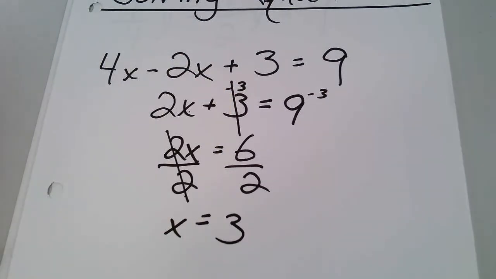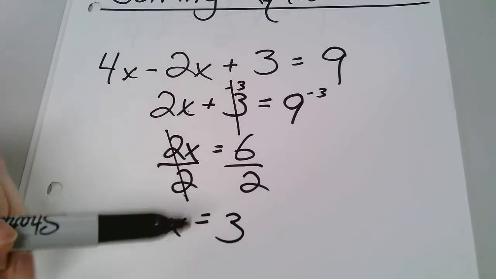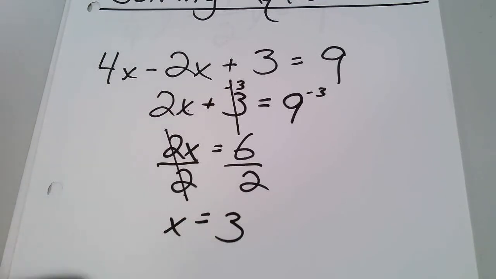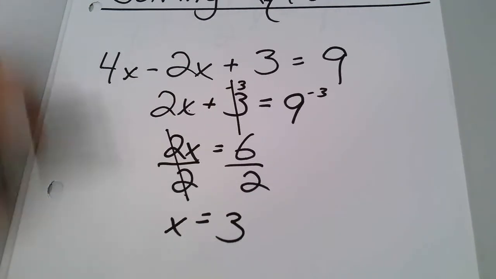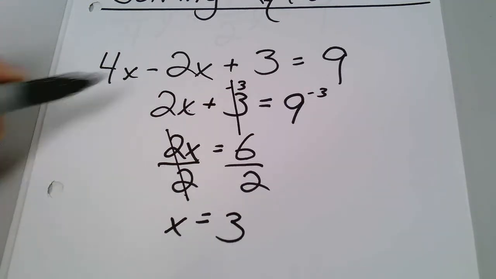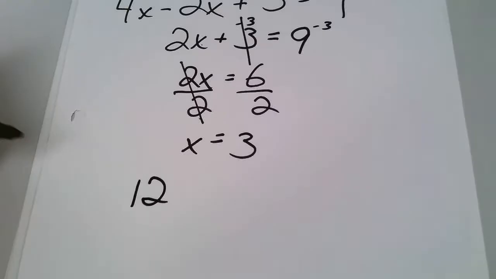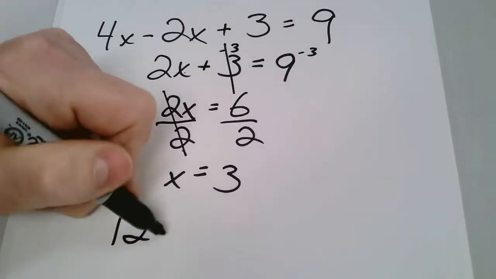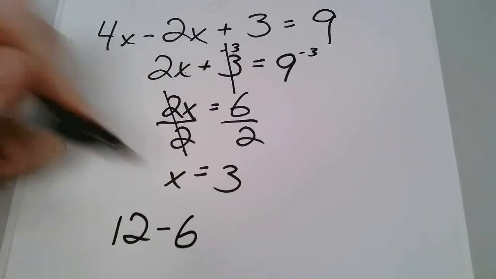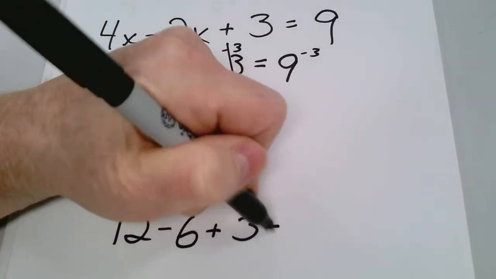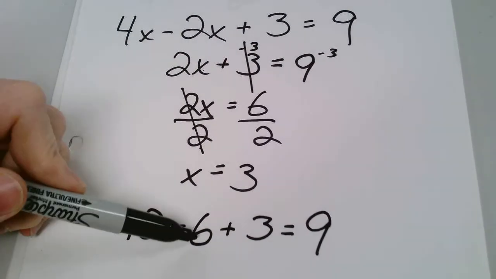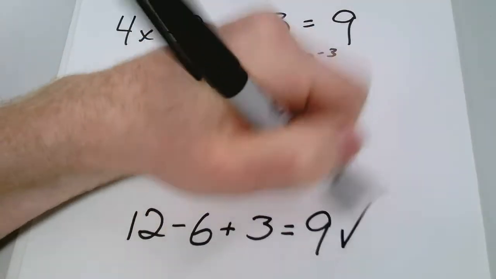And remember what the check was for this. If it asks you to check in a question, I'd like you to do this. You take your answer, you bring it back up to the top. So you'd say, I'm going to put a 3 wherever I see an x. So 4 times 3 is 12, minus 2 times 3 is 6, plus 3 equals 9, and then I just check to see if this actually works. 12 minus 6 is 6, plus 3 is 9, and that checks out.